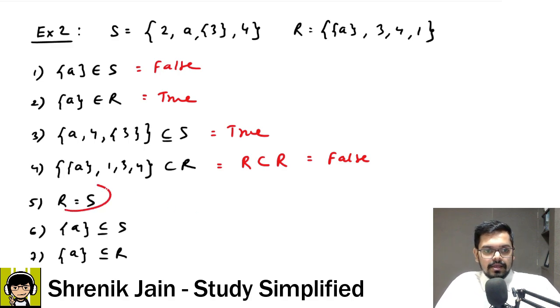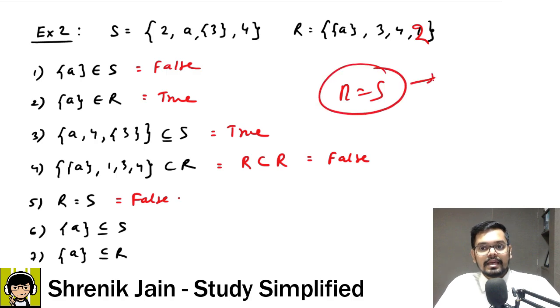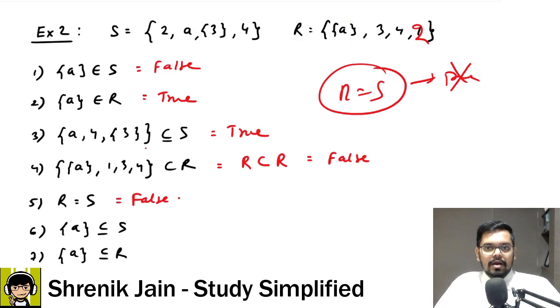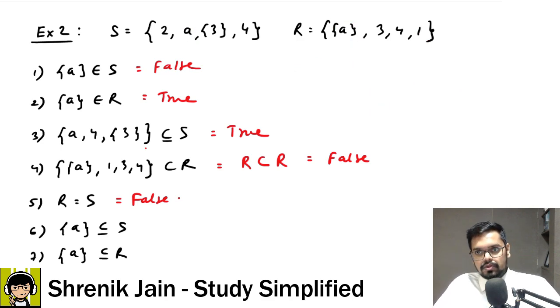Now coming to R equal to S, whether we can say R and S are the same. It looks like 2, A, 3, 4 and 2, A, 3, 4. Oh, there is no 2 here. So yes, definitely here also it is wrong. So it is false. Suppose I gave 2 here, then is it true that R equal to S? Some students will say yes, it is true. No, it is false again, because here the element is set A and here the element is just A. So they are not the same. Set A is different, A is different. So R is not equal to S in that case also.